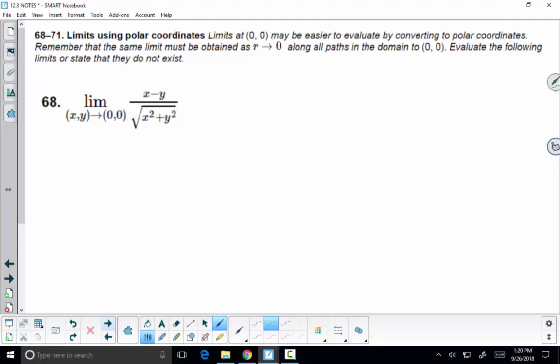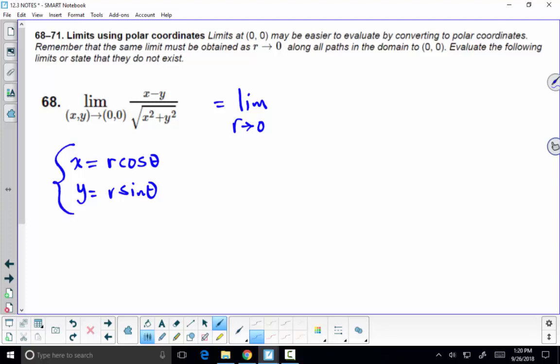All right, so same idea here. We talked about polar already. We want to convert this to a limit with just one variable. So we're going to convert to polar. We're going to say that x is going to be r cosine theta, y is going to be r sine theta. And so the numerator becomes r cos minus r sine. And the denominator becomes the square root of r squared, which, okay, let's talk about that for a minute.